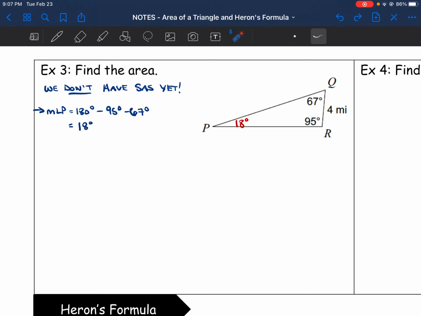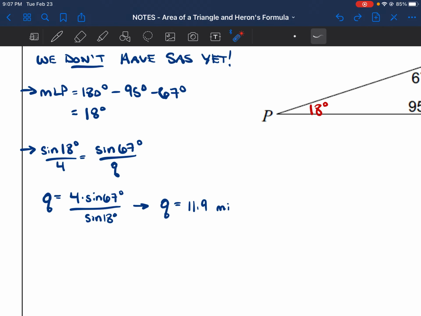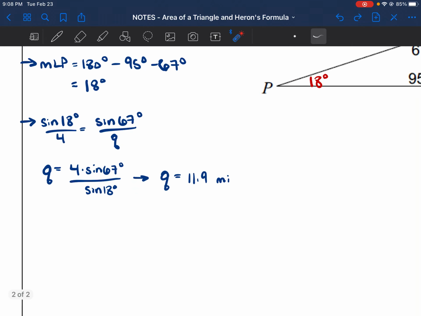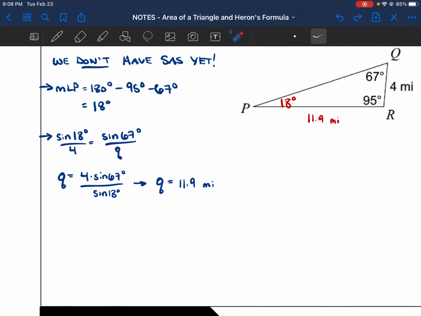That's going to give us that the measure of angle P is 18 degrees. Now that I know that the measure of angle P is 18 degrees, let's use the law of sines to find side Q. So the sine of 18 degrees divided by the side across from it, 4, is equal to the sine of 67 degrees divided by the side across from it, which is Q. Of course, we're searching for that, so it's going to be Q in our equation. Cross multiplying and solving, we get that Q is 11.9 miles.